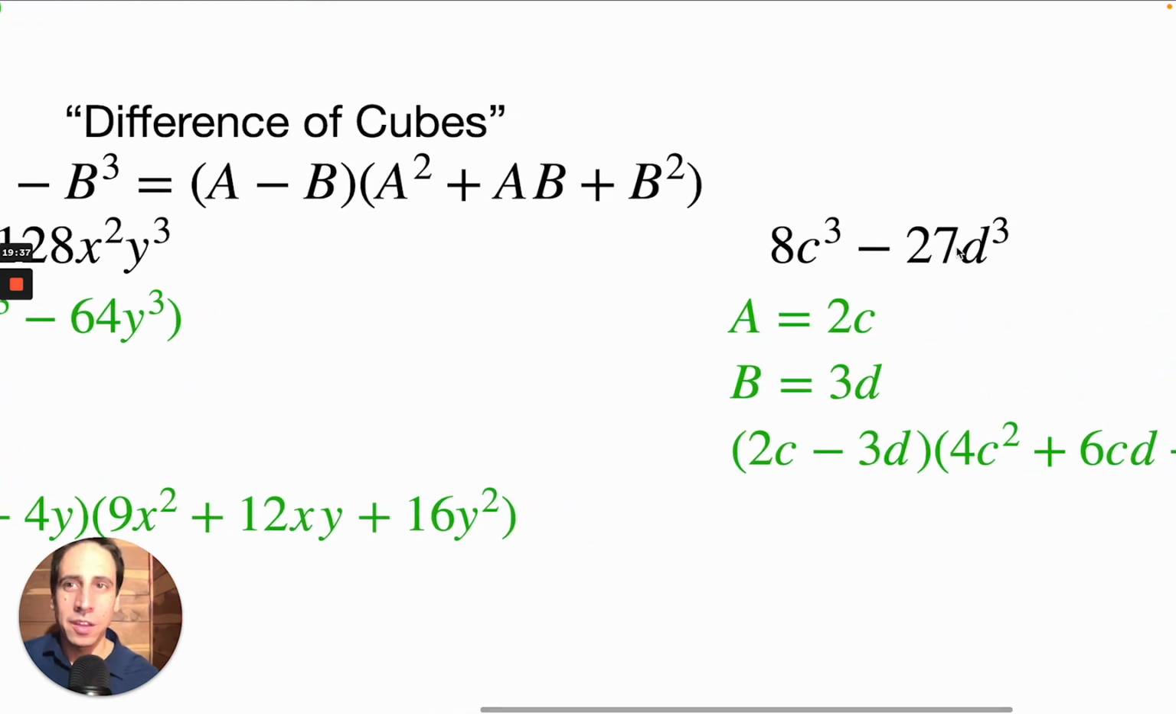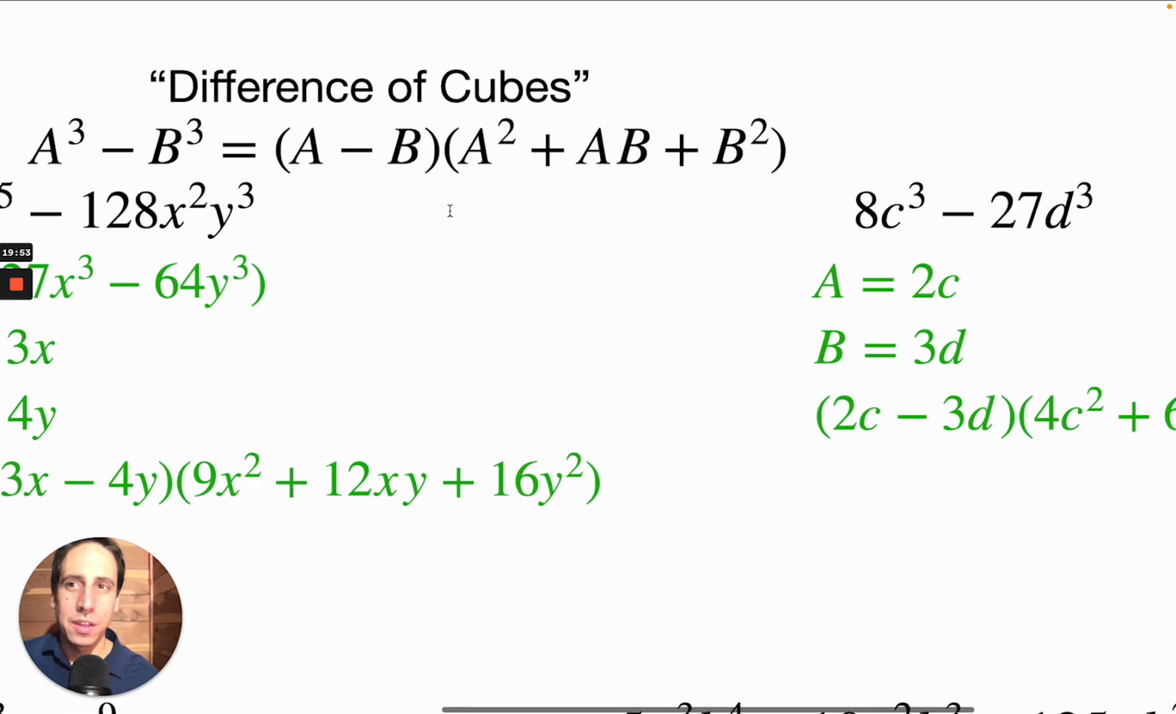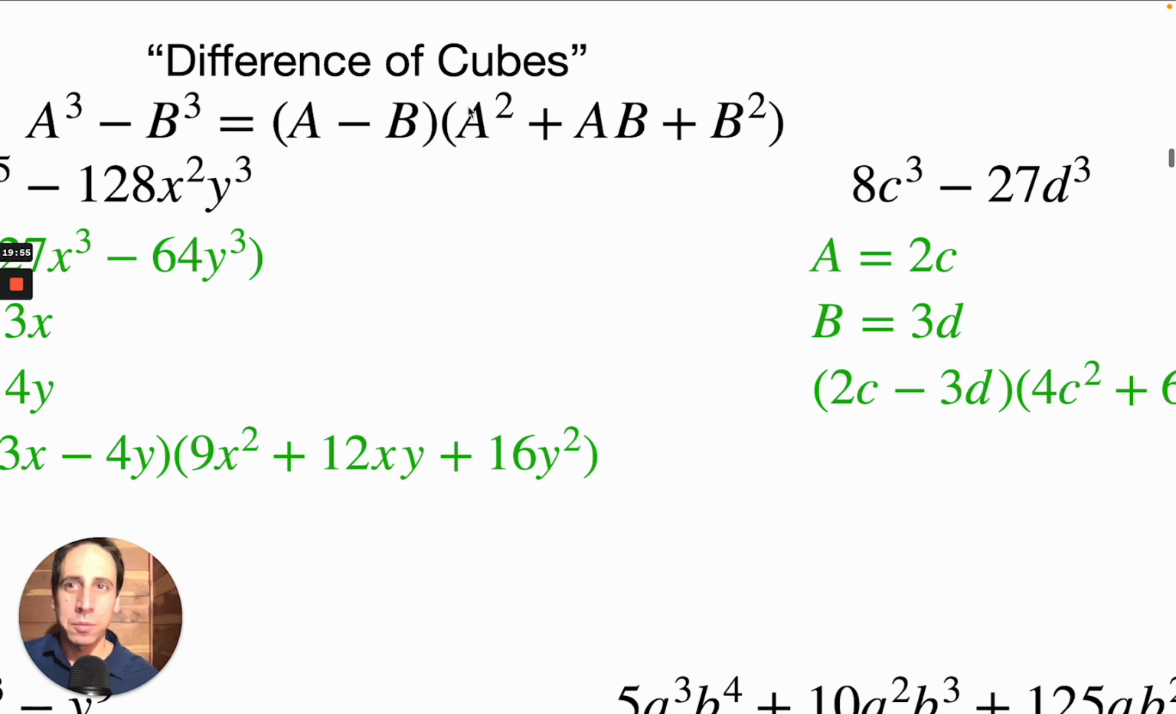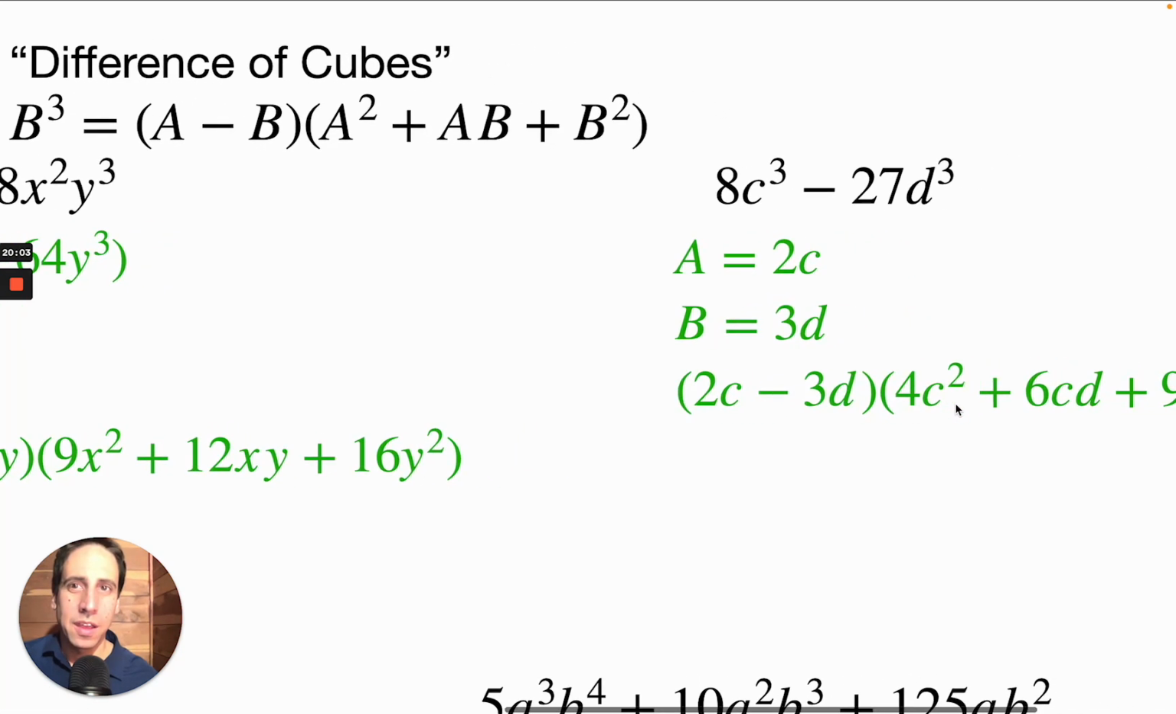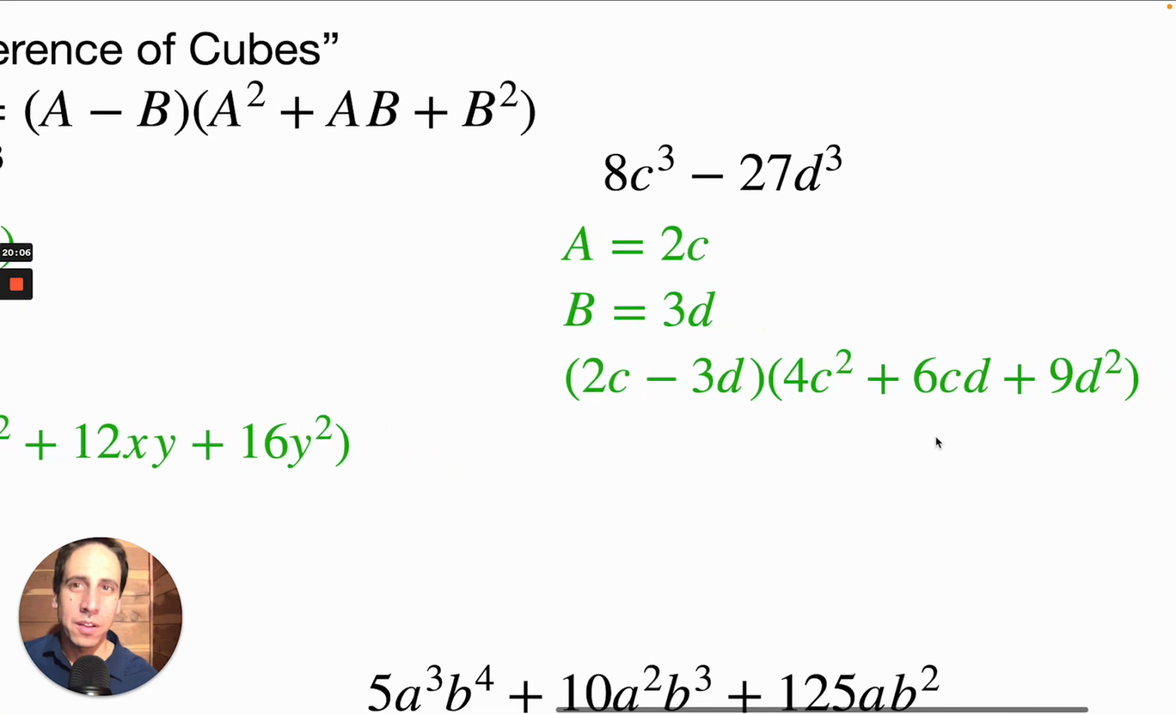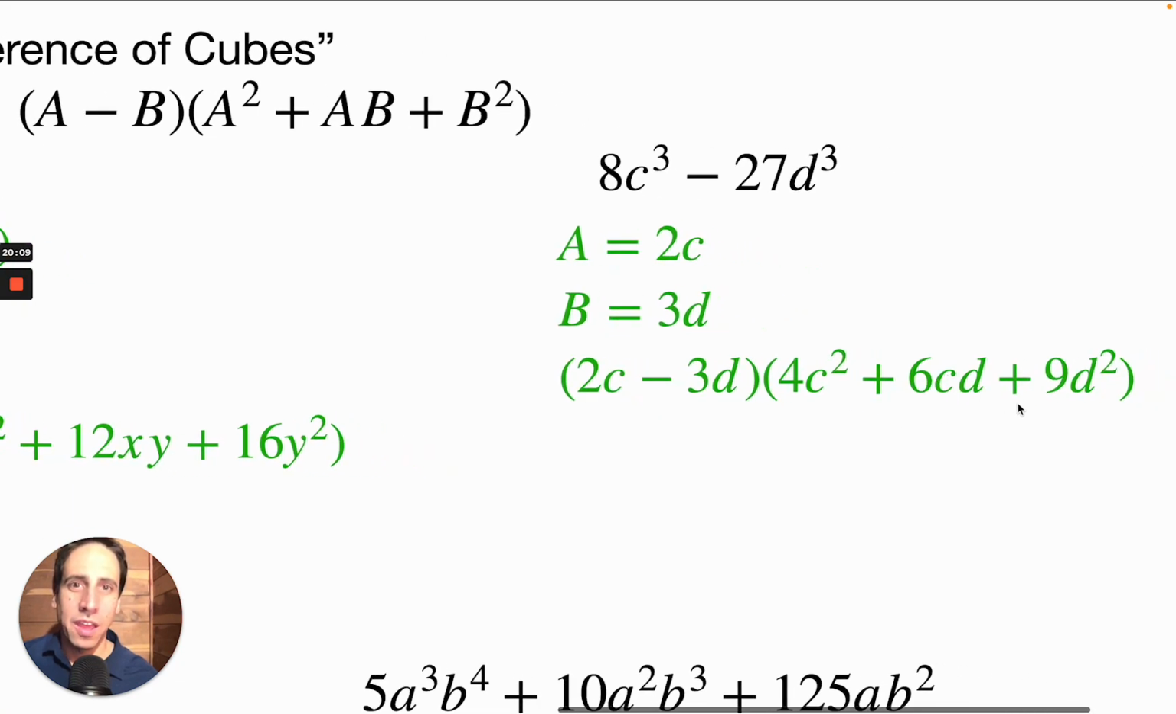I don't see any greatest common factors here, so I think what I'll do is I will say that the cube root of 8 is 2. The cube root of c cubed is c. The cube root of 27 is 3, and the cube root of d cubed is d. A is going to equal 2c, B is equal to 3d, and I'm going to apply my formula. You notice there's subtraction here, so I'm going to apply the difference of cubes formula, and I'm going to write down A minus B, and then A squared, which is 4c squared, A times B, which is 6cd, and then B squared, which is 9d squared.